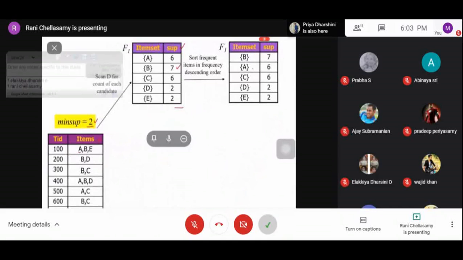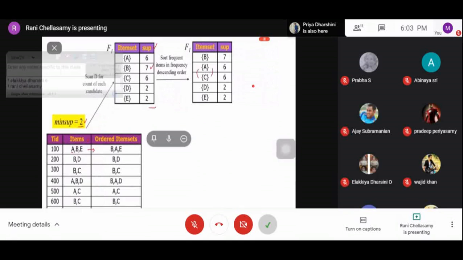After finding the counts, you have to sort the frequent items in frequency descending order. If you write it in descending order, item B will come first because it has the support count value of 7. So the next tabulation will be in sorted order, with the counts in descending order: B has the top value 7, then A, C, D. Likewise, it comes in descending order.